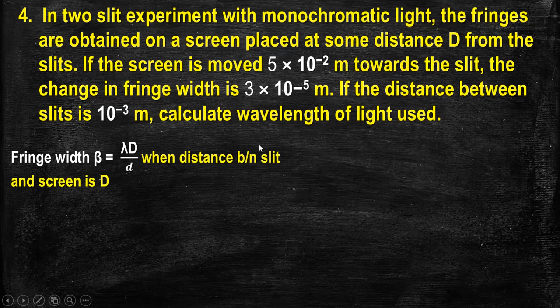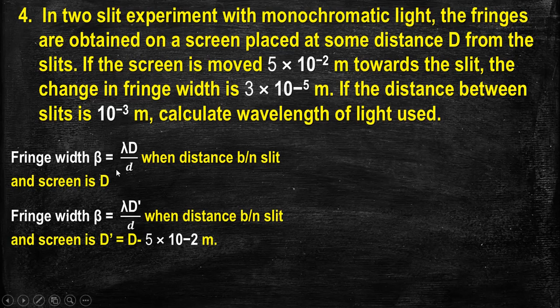Now you have to recall the formula. Fringe width beta equal to lambda D upon small d, where the distance between the slit and screen is capital D. One time you have to write this formula for fringe width for this D value. When this D value is reduced by 5 centimeter, there is a change in the fringe width, so I call it beta dash. Beta dash equal to lambda D dash upon small d. I call it D dash because D has now changed to a new value after reducing the distance.